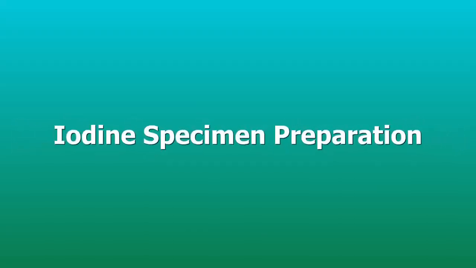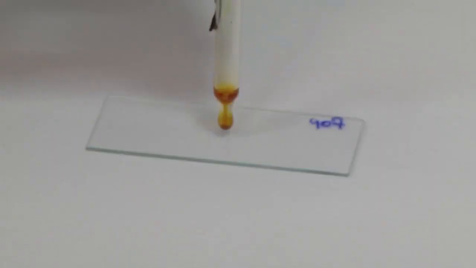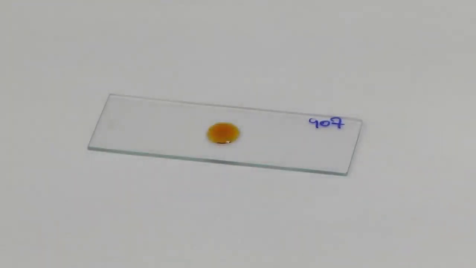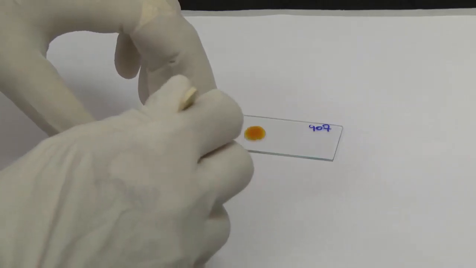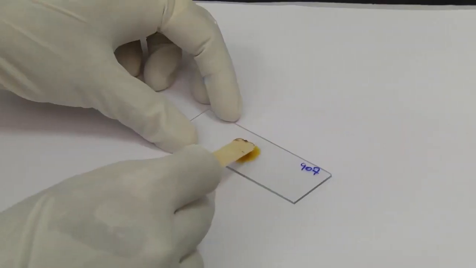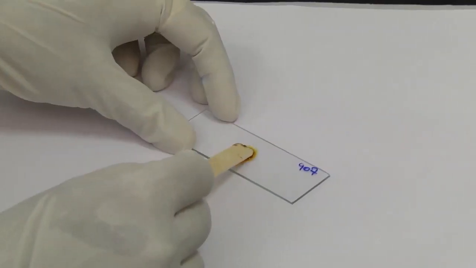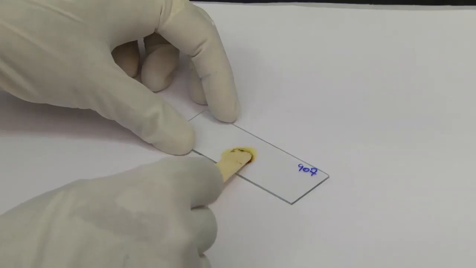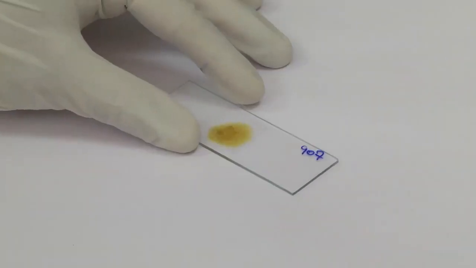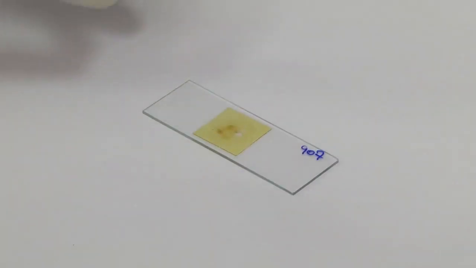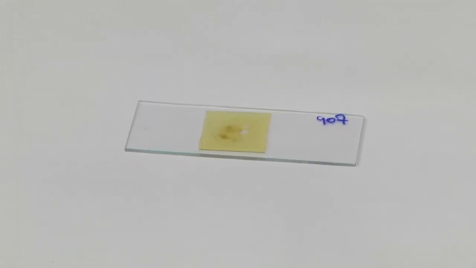Iodine specimen preparation. Place a drop of Lugol's iodine on a labeled glass slide. Using an applicator stick, transfer a small portion of the stool from mucoid, blood, or particulate matter in a watery stool and mix well in the iodine. Place a cover slip over it without any air bubbles and examine immediately.